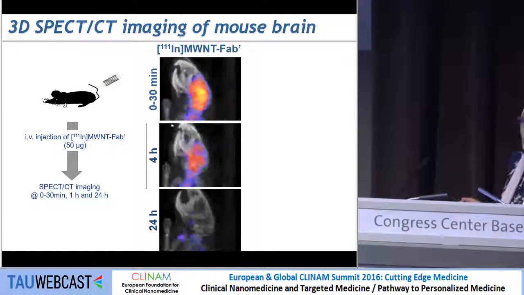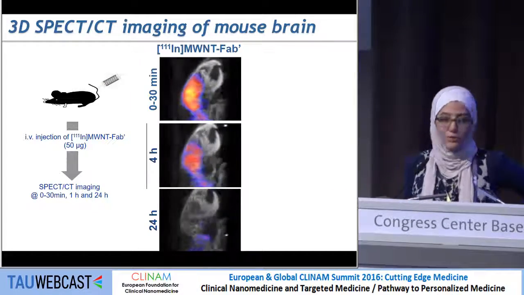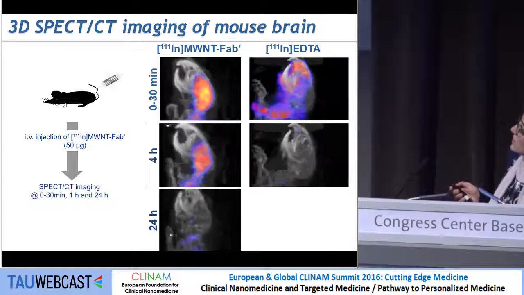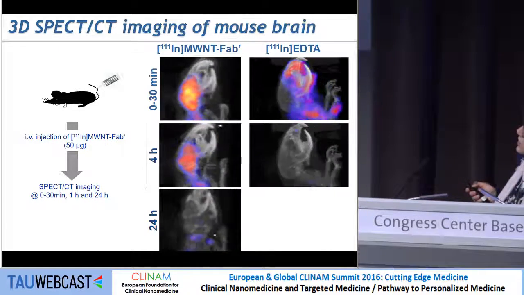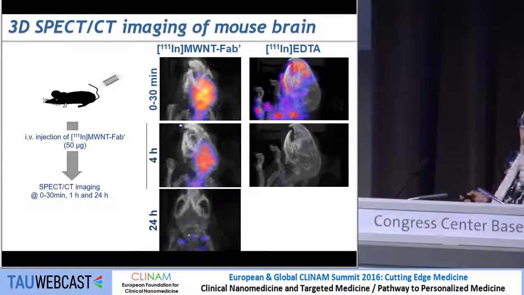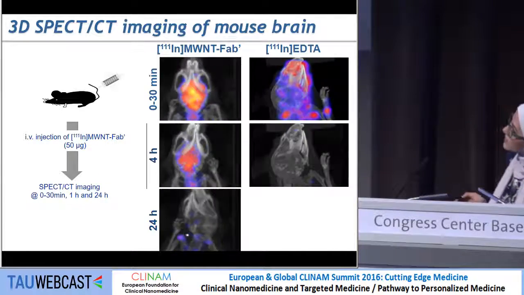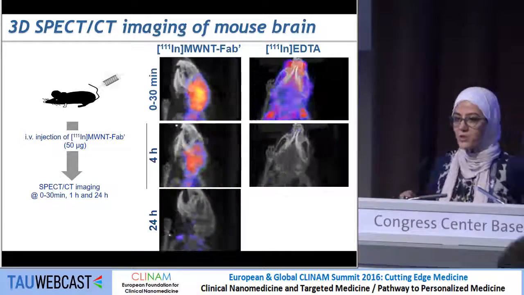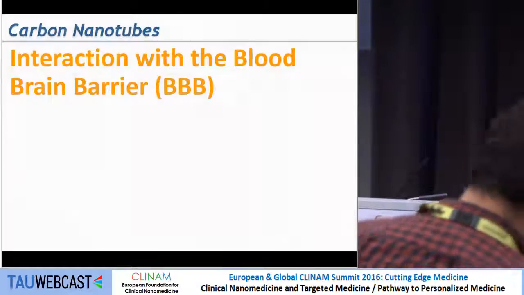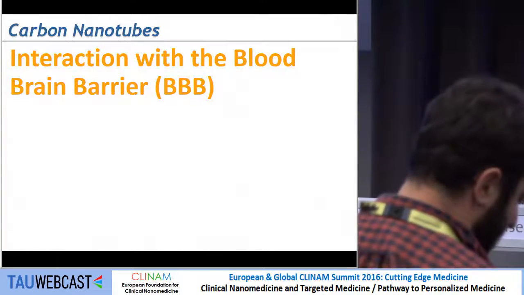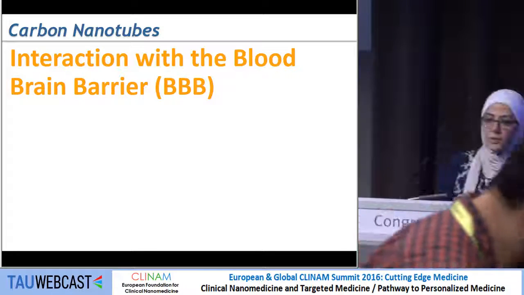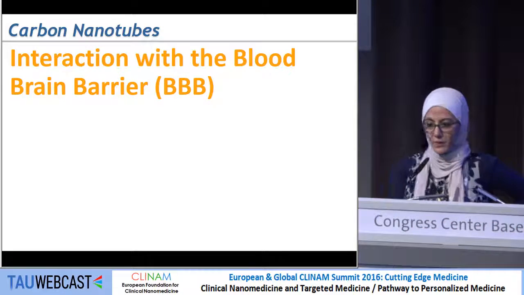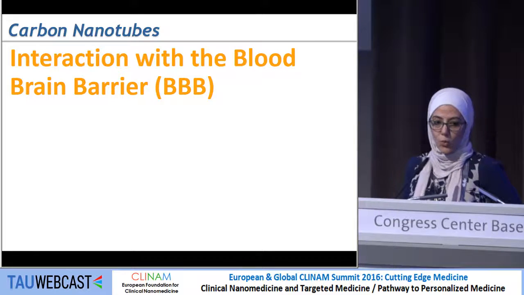The first thing we would think is, are we tracking the CNTs or the radiolabel? But if you look at the indium DTPA on its own, it's in the blood vessels and everywhere, but not the brain. So it's definitely something to do with the CNTs crossing the blood-brain barrier, perhaps, and reaching the CNS. That opened our eyes on interaction with the blood-brain barrier, and we want to answer the question: do CNTs cross the blood-brain barrier? If so, how?